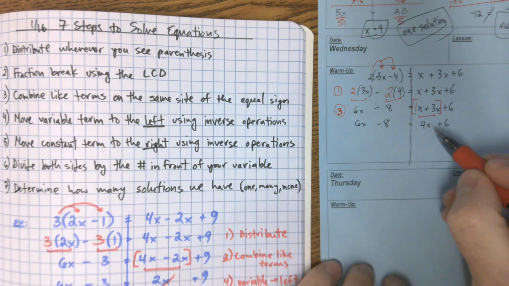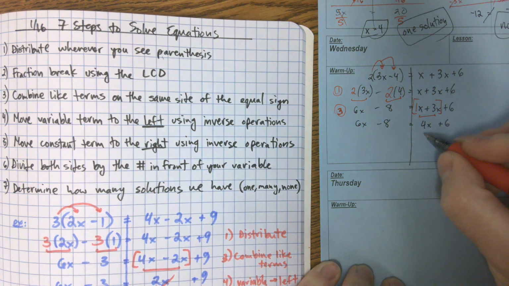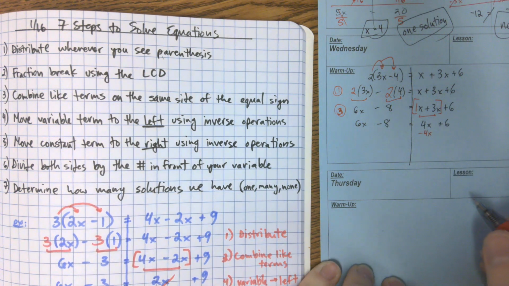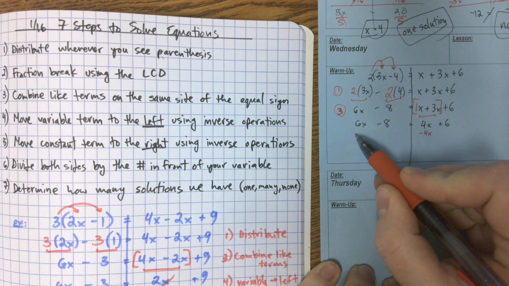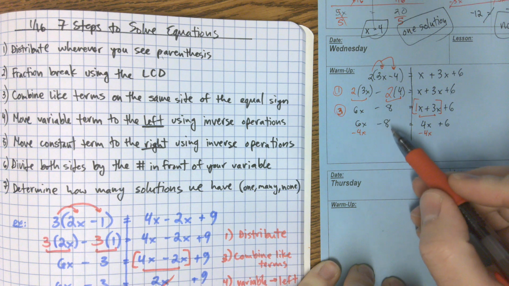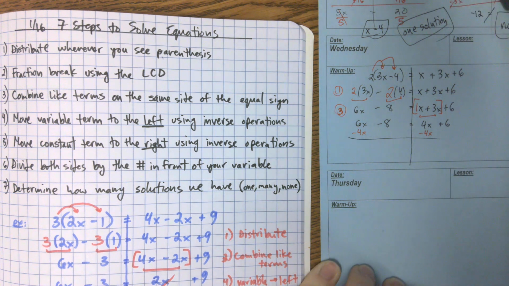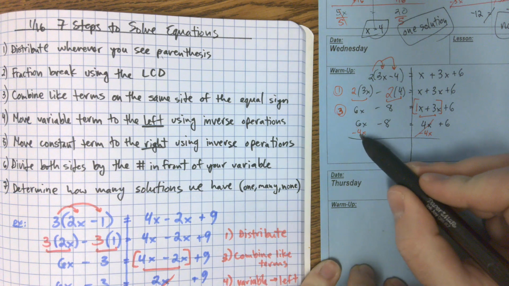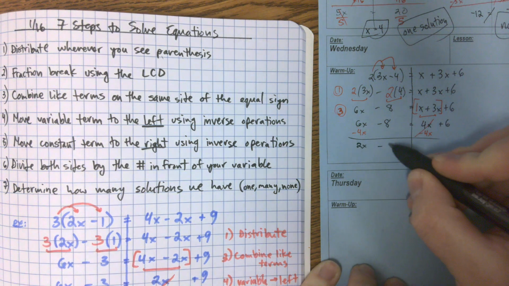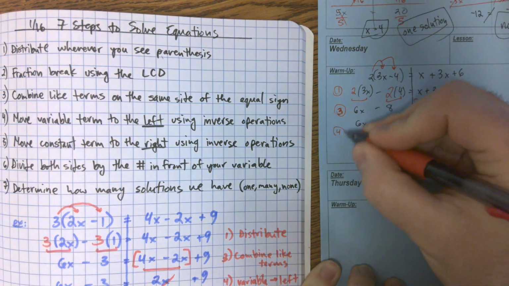So if I want to move this 4x over to the left, I've got to do the opposite of 4x, which is minus 4x. I'm going to combine that with 6x, so I'm going to write it right underneath there. I don't want to write it under my 8 because I can't combine 8 with a variable term. Line through the bottom. 4x's go away. 6x minus 4x is 2x. Bring down the minus 8. Bring down the equals 6. There's step 4.